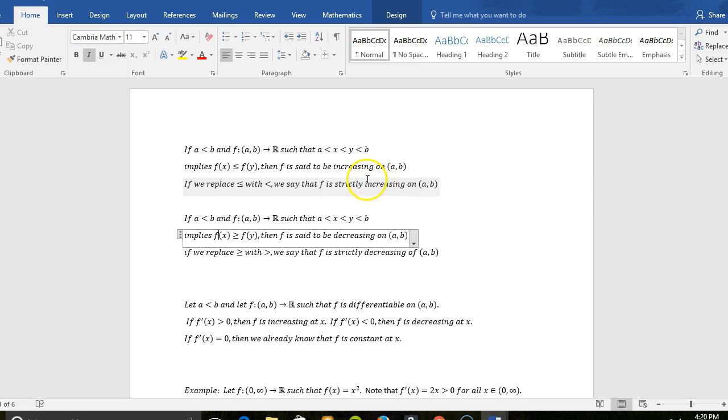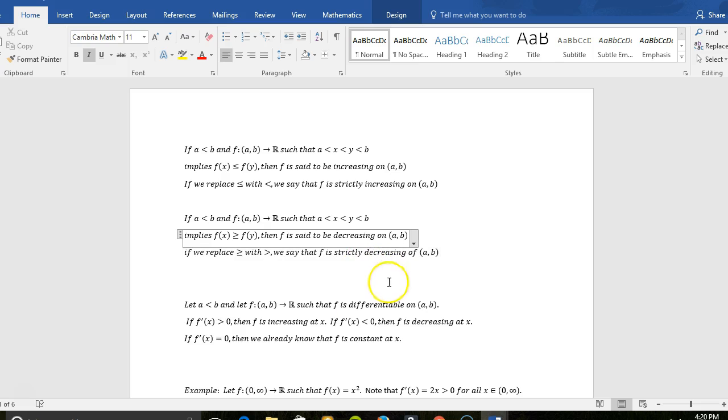Now, I'm talking about going rightward, and so let me back up. As we're increasing, as we're going rightward, we're either going up or we're flat. Strictly increasing, as we're going rightward again, we're purely going upward. Decreasing, as we're going rightward, our graph is either flat or it's going downward. And strictly decreasing, as we're going rightward, we're strictly going downward.